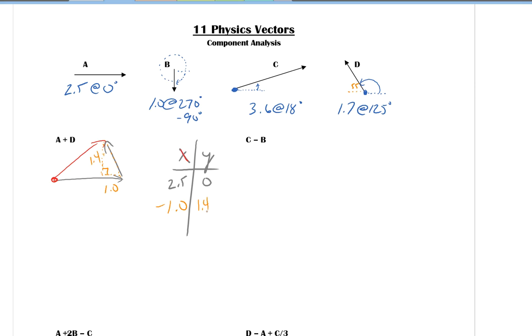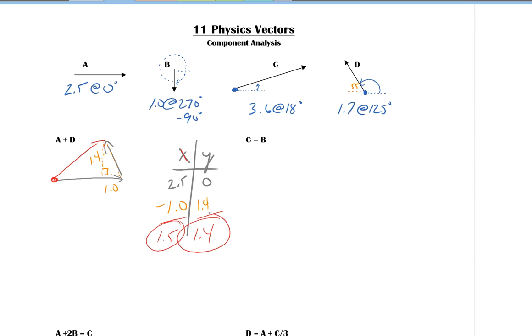So I've got my x component for the first one, my y component for the first one, my x and y components for the second one. All the pieces are done. Now I'm going to take these and put them together. So I got 2.5 combined with a negative 1, so that's just 1.5. And of course those put together is 1.4. All right, so I've got my total x, I've got my total y.